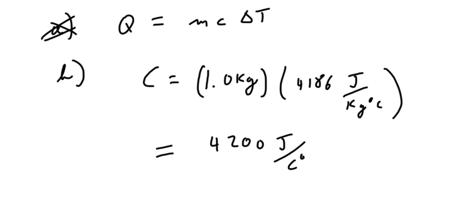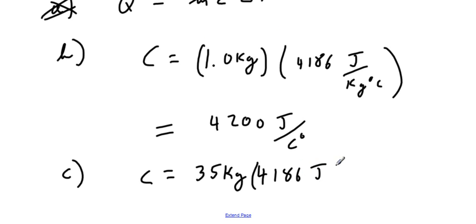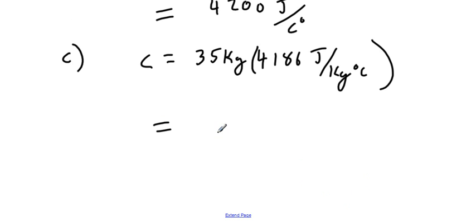And 3.5 kilograms of water, so C, I'll do it again. Actually, it's 35 kilograms if I were to read the book properly. 35 kilograms times 4186 joules per kilogram centigrade degree. Putting that in my calculator with only two significant digits, I get 1.5 times 10 to the fifth joules per centigrade degree. And that would be my C part to the answer.